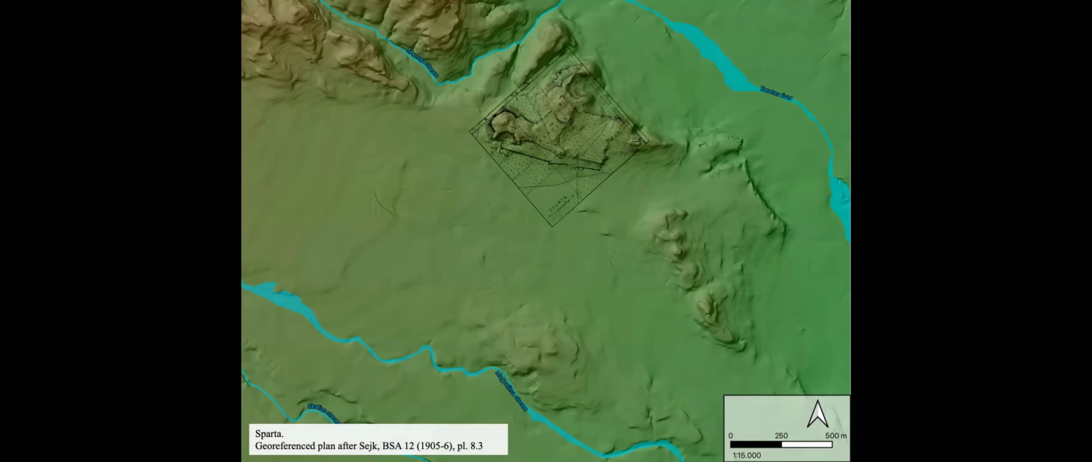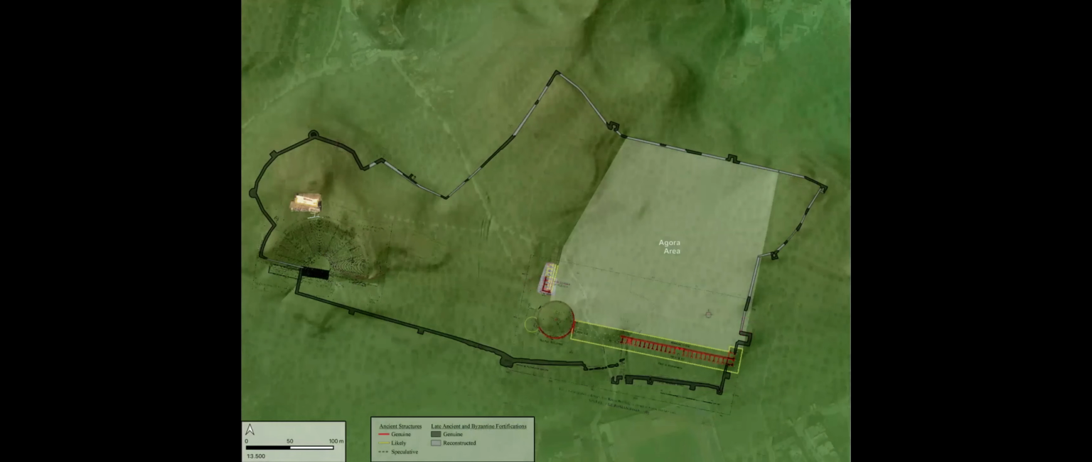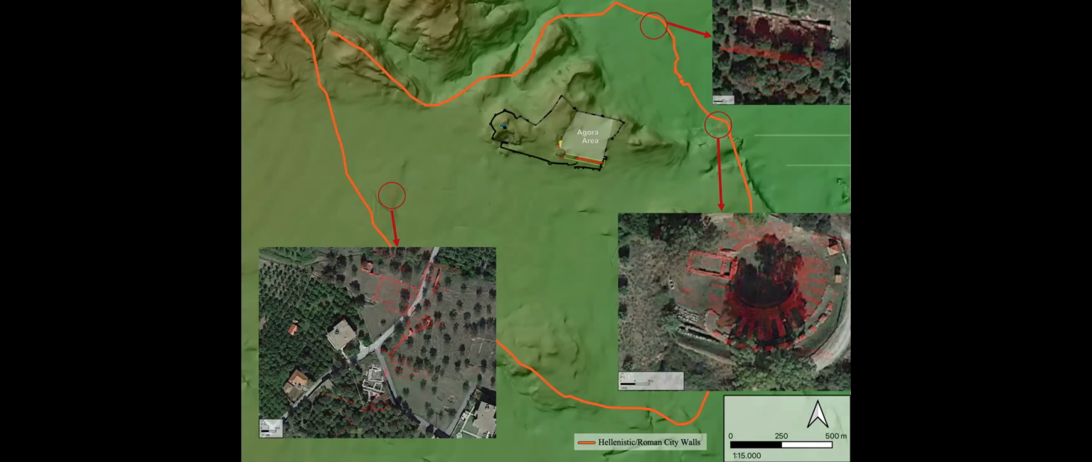Then I began georeferencing old maps, including those by the British School at Athens, and I found the results sufficiently accurate for the purpose of mapping archaeology. And this is the general plan by Sejk that we've seen before. Now, georeferencing major maps and plans was essential for mapping monumental archaeological evidence, such as in the case of the buildings at the Paleokastro, the archaeological site here, but also in other areas of the city.